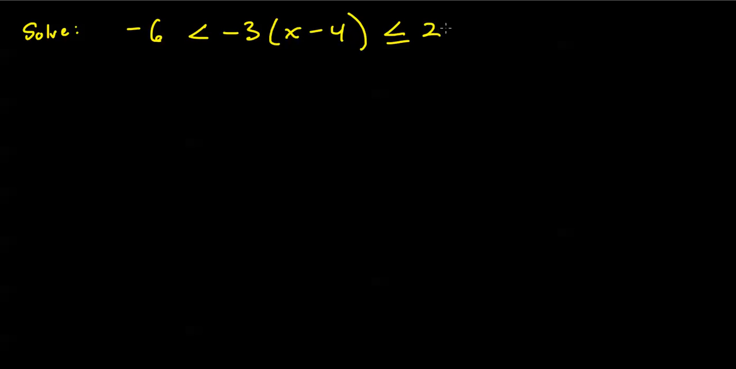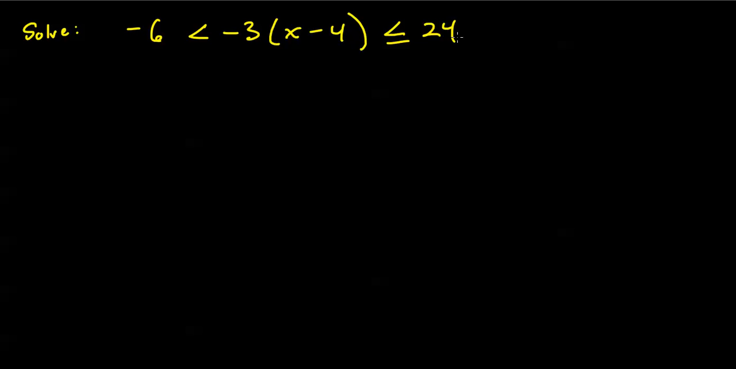Alright. Let's try another one. Solve. Again, another compound inequality. Minus 6 is less than minus 3 times x minus 4, which is in turn less than or equal to 24.